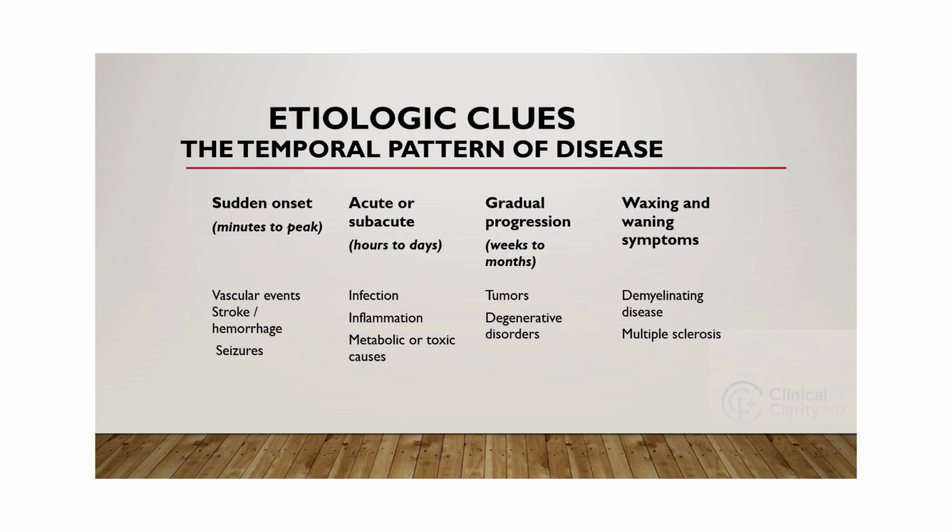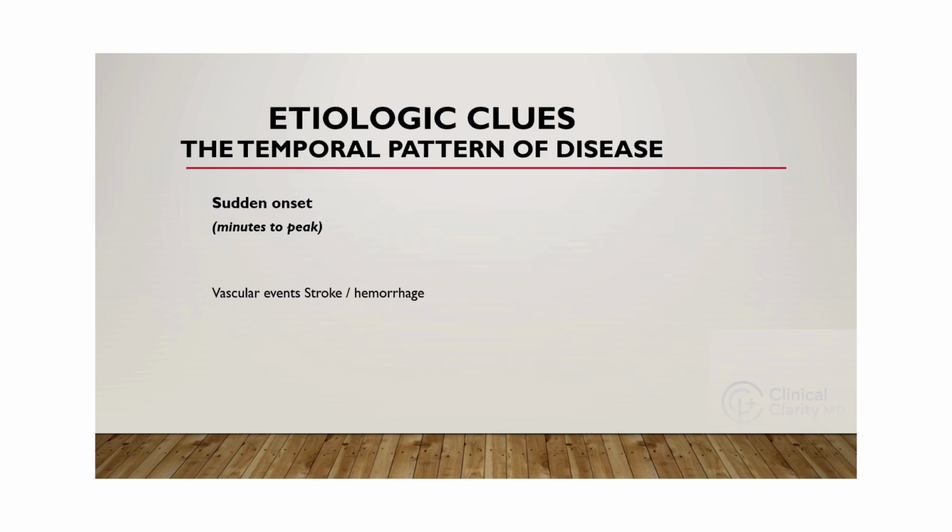And another important temporal pattern is waxing and waning symptoms, periods of worsening followed by partial recovery. This pattern is classically seen in demyelinating diseases such as multiple sclerosis. Hence, in our index case, where the onset of illness is sudden and the weakness peaked within minutes, the most probable etiology here is a vascular event, either ischemic stroke or hemorrhage.